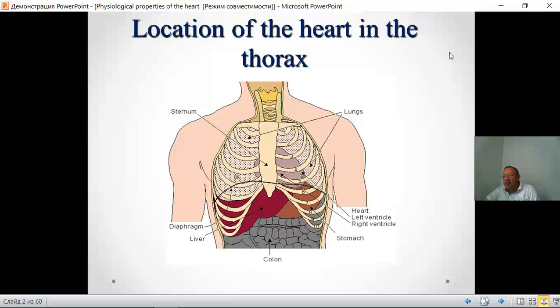Within the mediastinum, the heart is separated from the other mediastinal structures by a tough membrane known as the pericardium, or pericardial sac, and sits in its own space called the pericardial cavity.